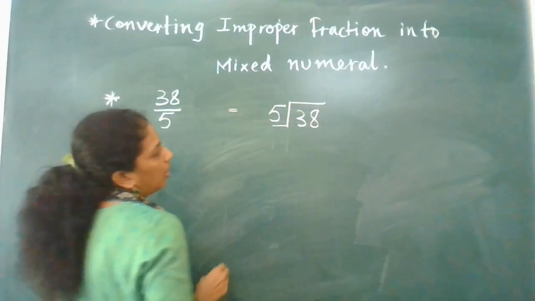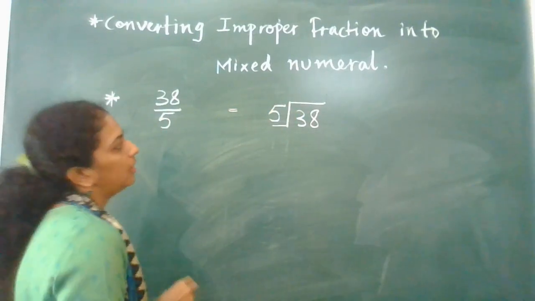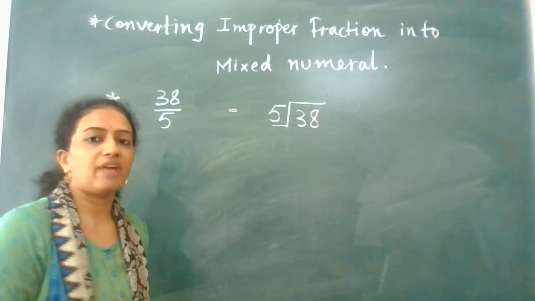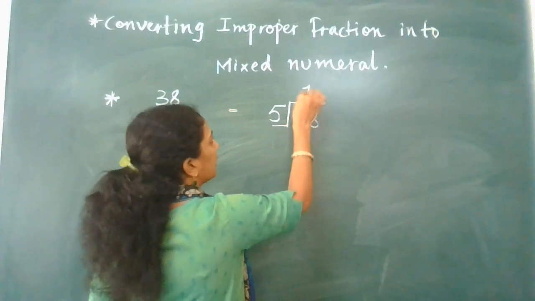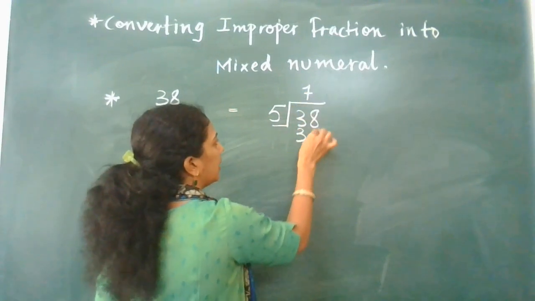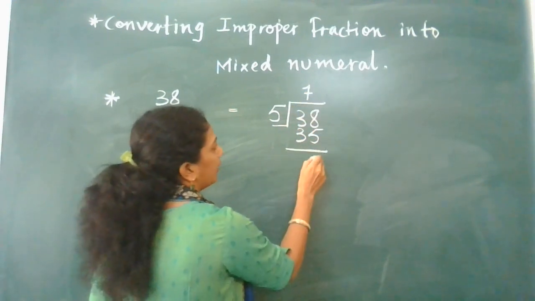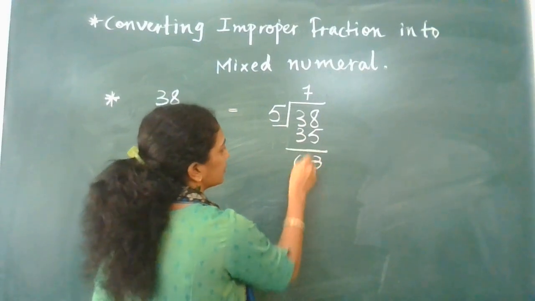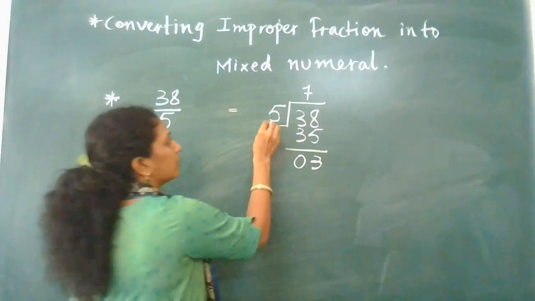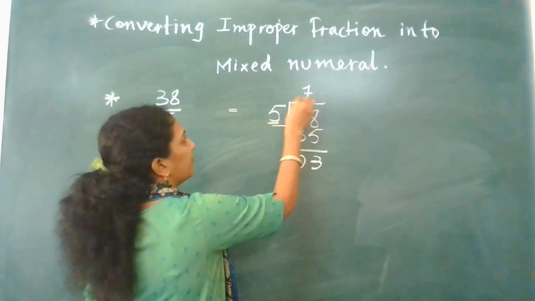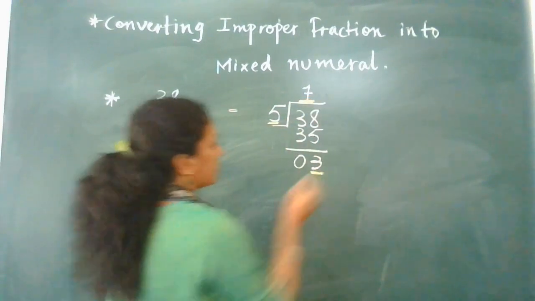Okay, now we'll say the 5's table. 5 sevens are 35, but 5 eights will be 40. So we can go for 5 sevens are 35, and we have a remainder which is 3. Okay, so we have this number, this 5, this 7, and this 3.